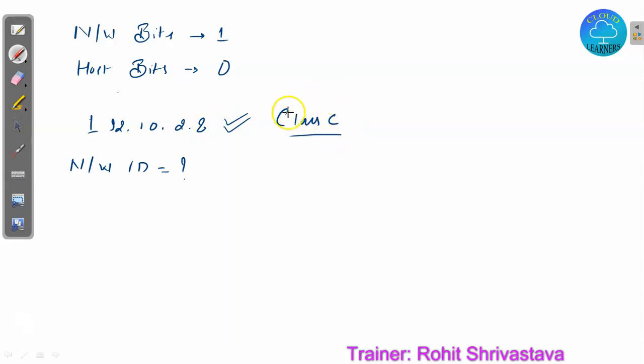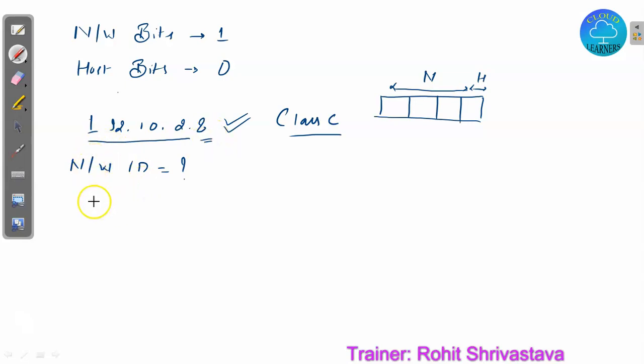Now, if it is a class C IP address, what does it mean? In class C, we know the starting 3 bytes, meaning 24 bits, are reserved for the network and the last one is for the host, meaning these are our network bits and this is our host. As I told you previously, the first IP is reserved for the network. So if you write this down as 192.10.2.0, this will be our network ID. Clear?